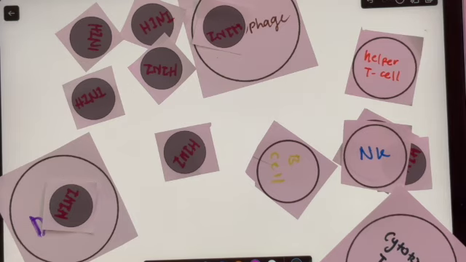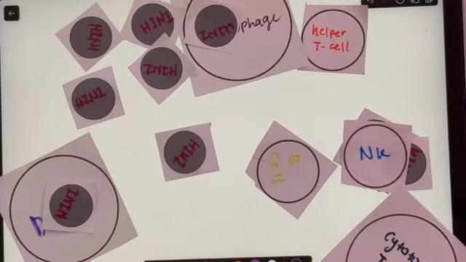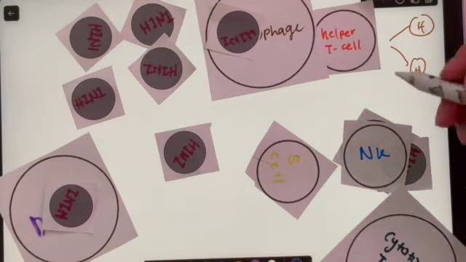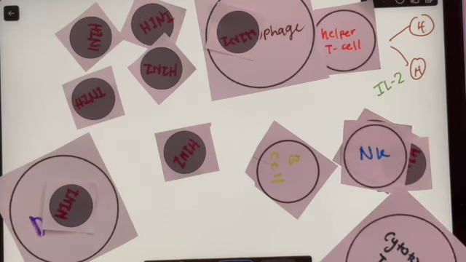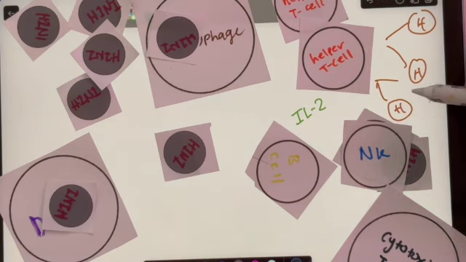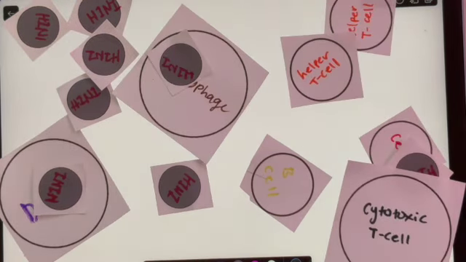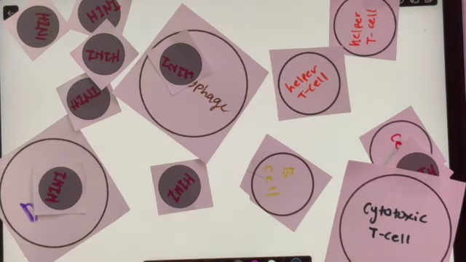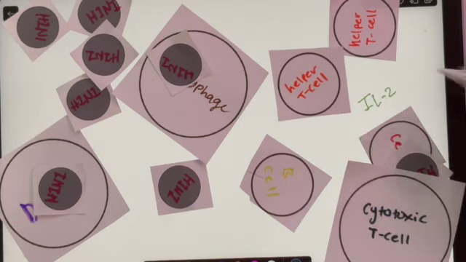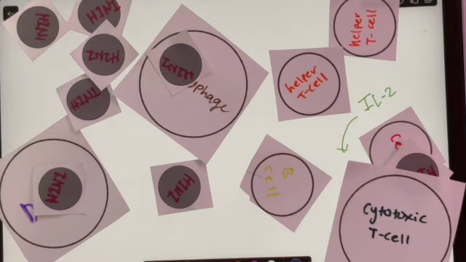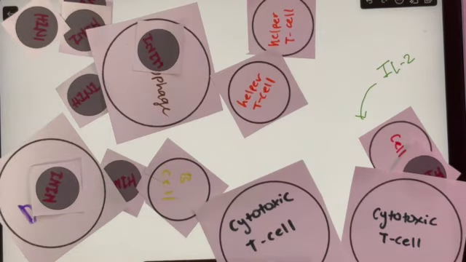The helper T cells will bind to the antigen on the MHC class II of the macrophages or dendritic cells and begin to divide and release interleukin 2 and stimulate other helper T cells to divide as well. Cytotoxic T cells will also be able to bind to the MHC class I of infected cells. The interleukin 2 from the activated helper T cells will then activate the cytotoxic T cells and they will proliferate.